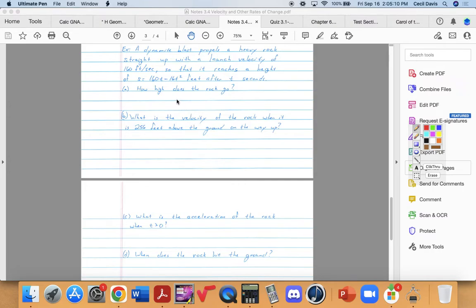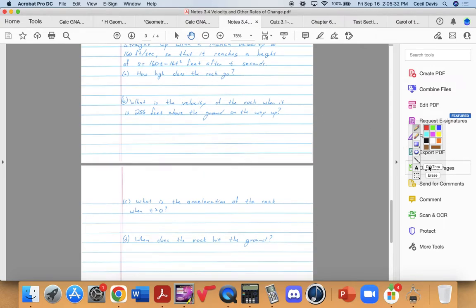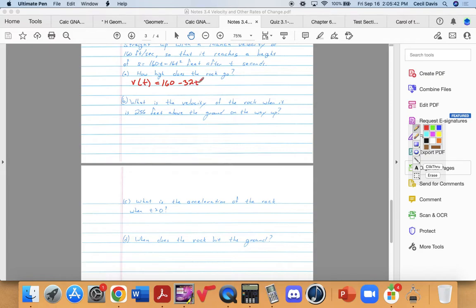How high up does the rock go? Well, I need to find the maximum height of the rock. What happens when the rock reaches its peak? It changes direction. I need to know where it changes direction. In order to know that, I need to know the velocity. So the velocity, v of t, is 160 minus 32t. And I want to know where that's equal to 0.